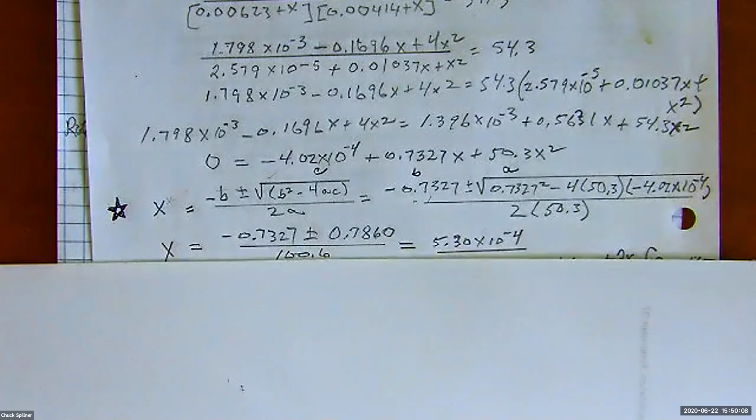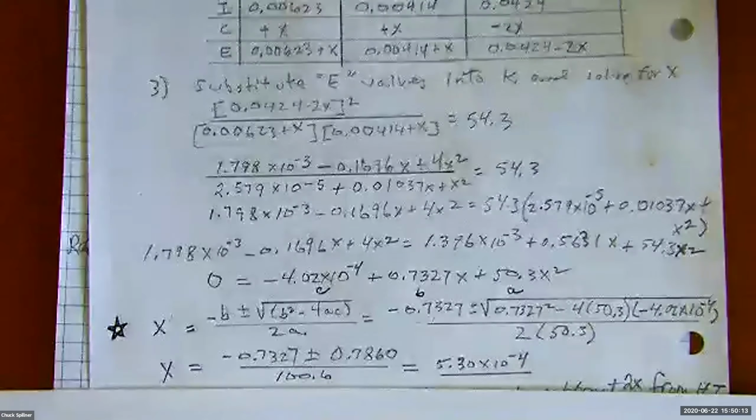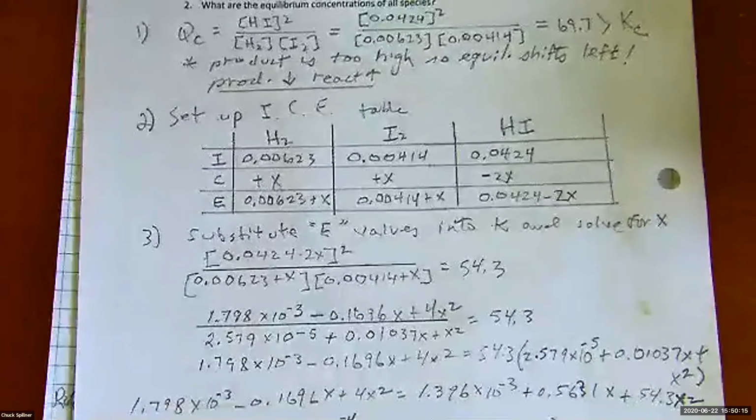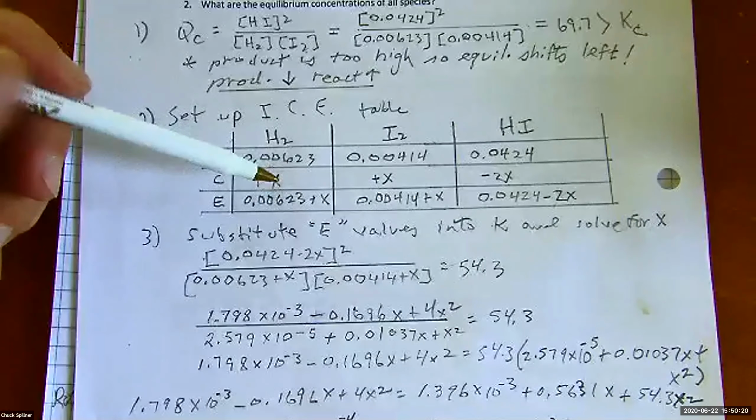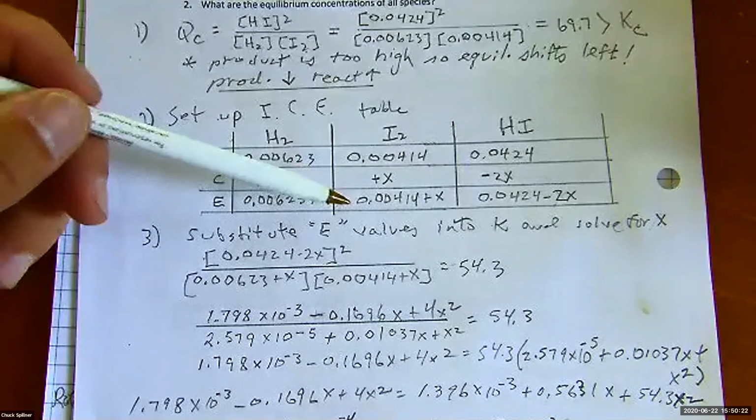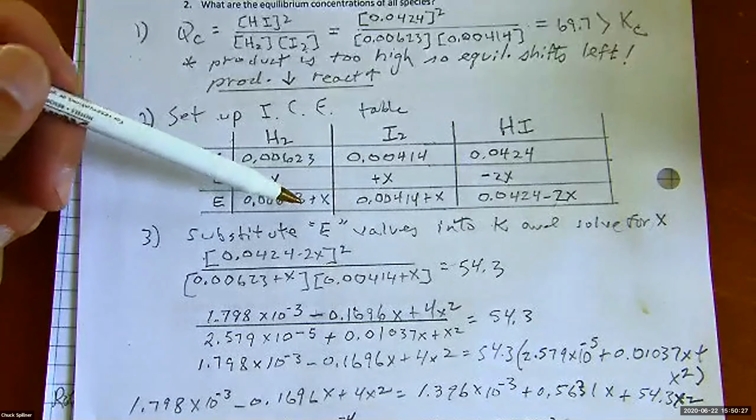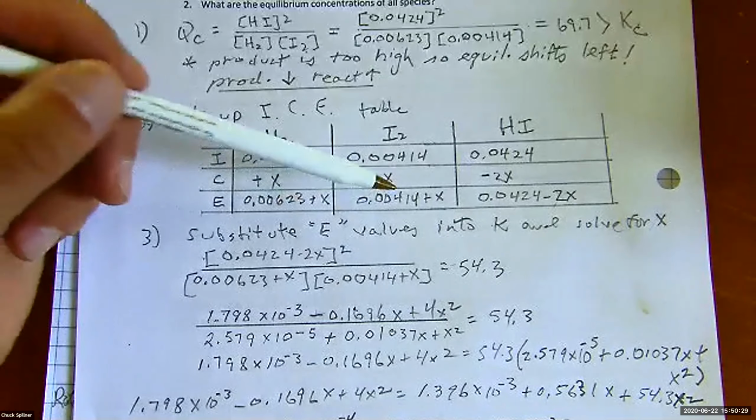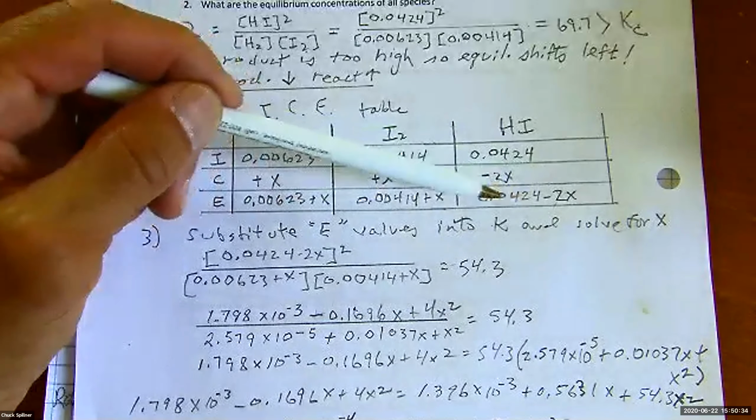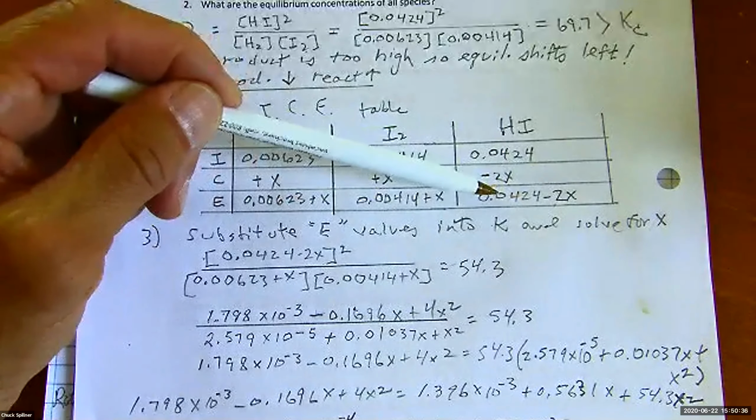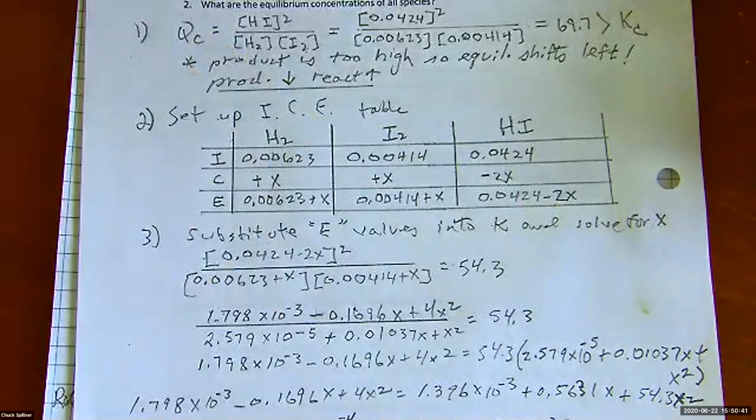So the next step would be to write down what our equilibrium concentrations are, which if we go back up to our ICE table, it's 0.00623 plus 5.30 times 10 to the minus 4. Excuse me, plus, sorry, we're adding reactant. Then 0.00414 plus 5.3 times 10 to the minus 4. And over here we have HI, which is the product, 0.0424 minus 2 times 5.3 times 10 to the minus 4.